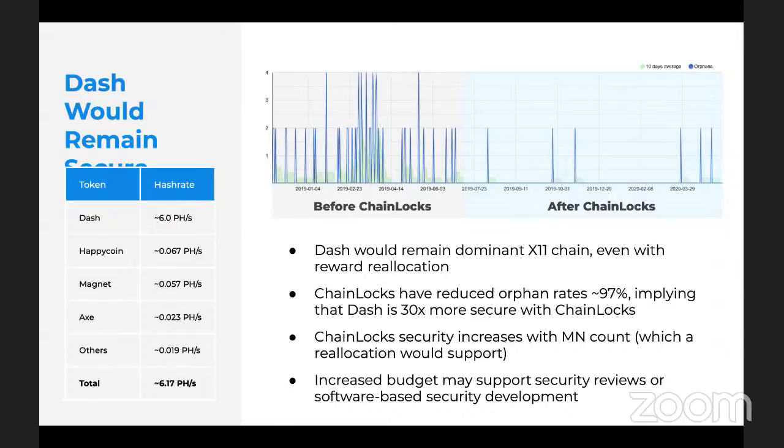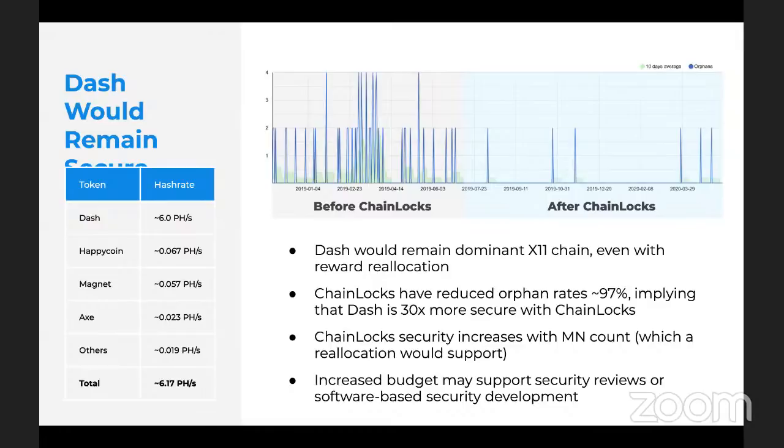And so moderate reallocation away from miners and towards masternodes, after witnessing that security enhancement that chain locks delivers, I think that is more than reasonable in terms of maintaining Dash's security. Also, as a reminder, chain lock security actually increases with masternode count, and a reallocation would actually support a masternode count increase. It would make it harder to overtake the network through chain lock disruption.